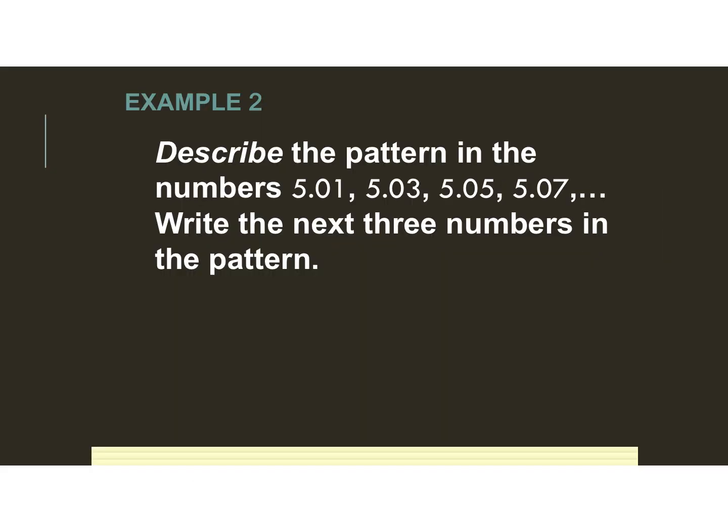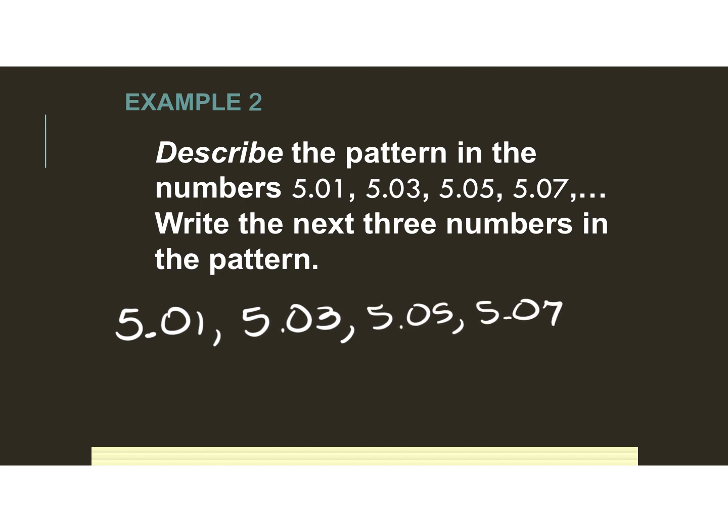So another one, it says describe the pattern in the numbers 5.01, 5.03, 5.05, 5.07. It says write the next three numbers in the pattern. So a lot of times when I've got my sequence here and I want to figure out what the pattern is or what's happening, I'll go ahead and write it down. And then again, when you notice that it's increasing and the numbers are getting larger, chances are you're either adding or multiplying.